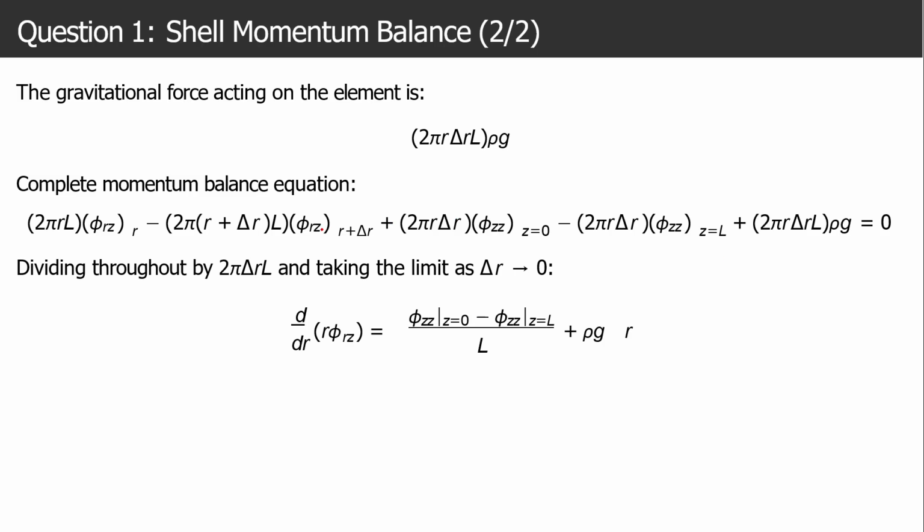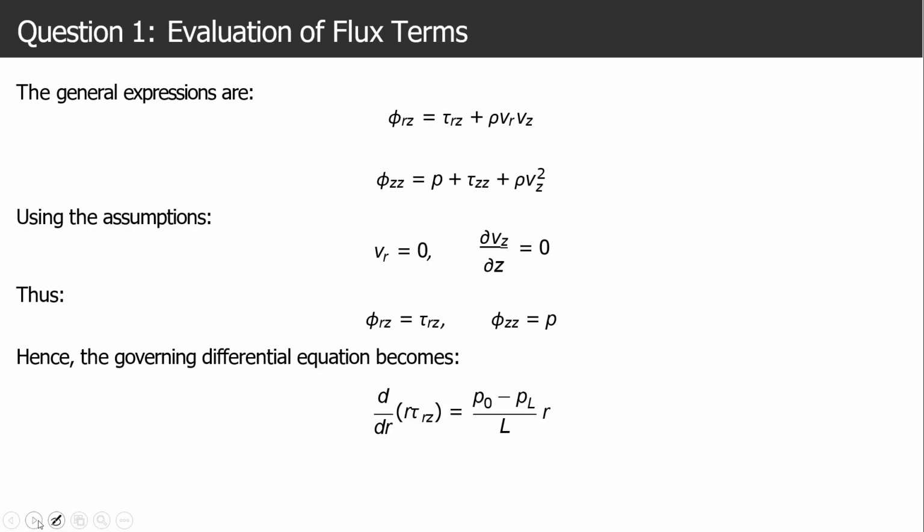After dividing the whole term by 2 pi delta r L, we take the r phi rz terms to one side and the phi zz terms to the other side. So we will get something like r phi rz minus r phi rz at r plus delta r, divided by delta r, and delta r tends to 0, so it's for very small units. So it will become the differential of r phi rz, d(r phi rz)/dr, and these are the remaining terms, rearranged and divided by 2 pi delta r L.